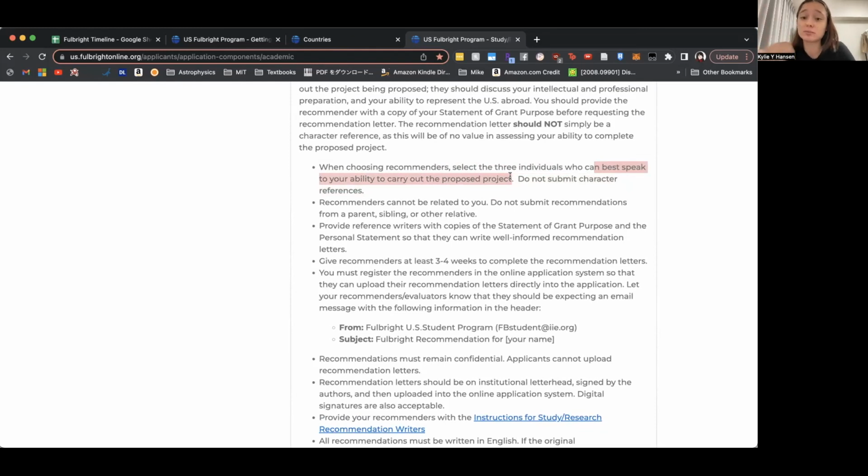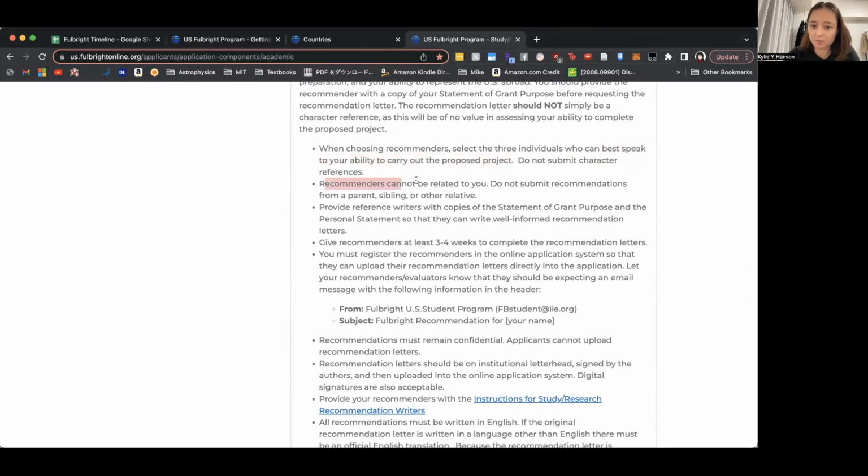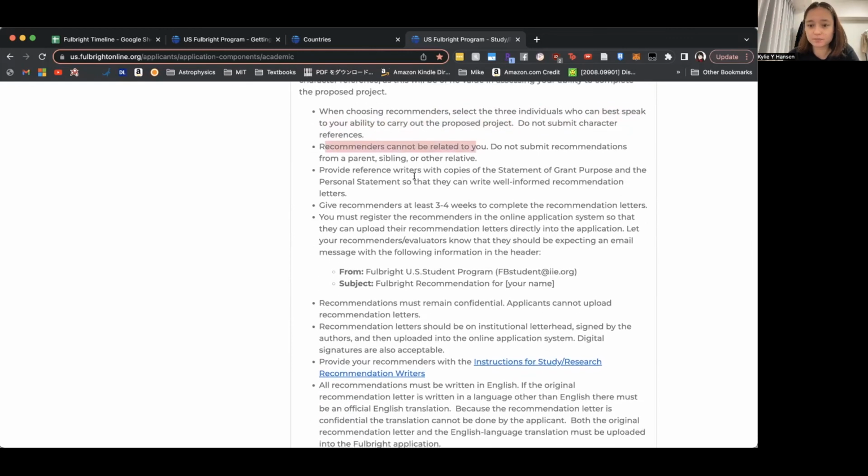So for example, for me, I wanted to work with galaxies. So one of my recommendation letter writers was a professor who I did galaxy research together with, that kind of thing. Obviously they can't be related to you. It suggested you provide the writers with your statement of grant purpose and personal statement.